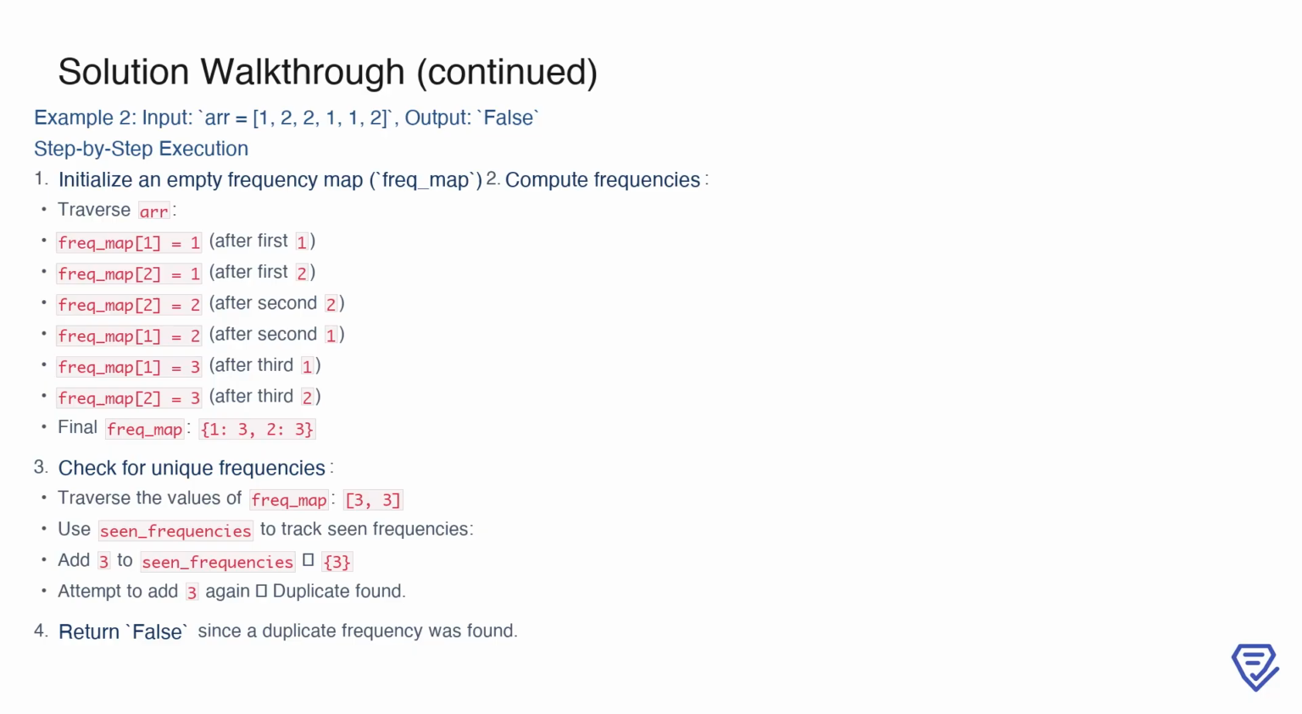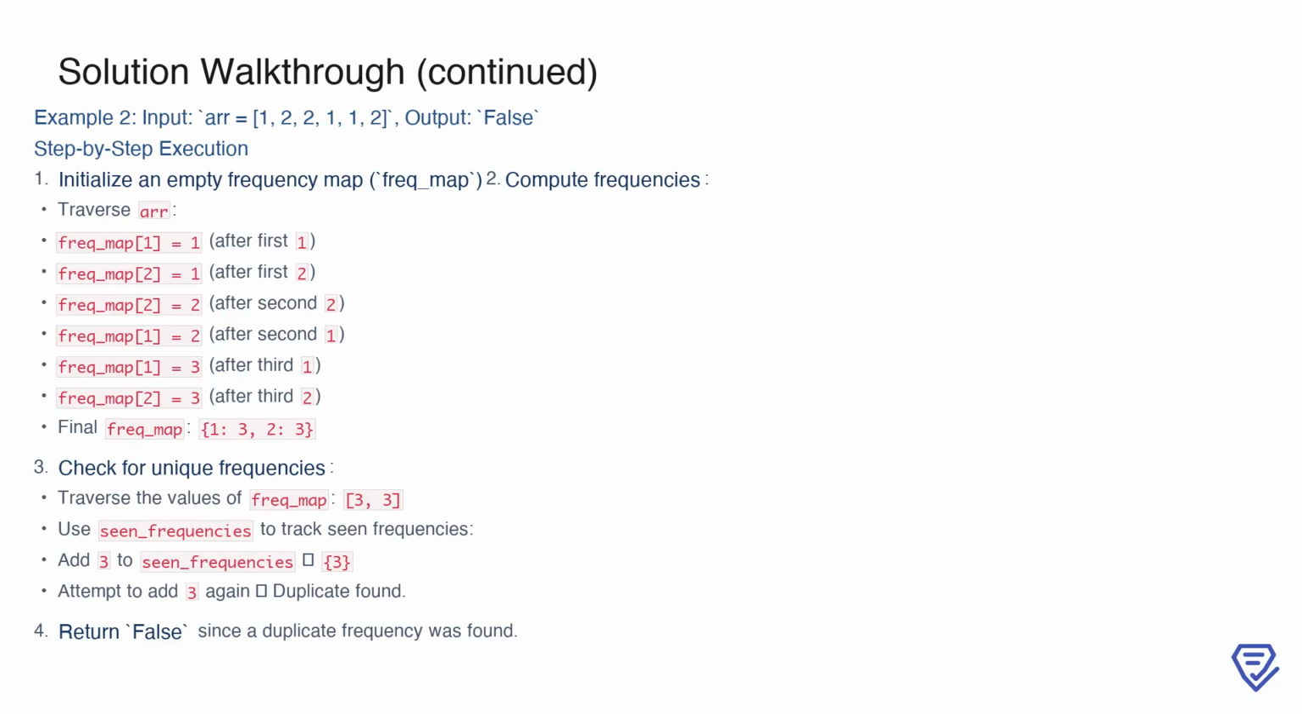Let's consider another example to see how this process handles a case where the frequencies are not unique. Suppose the input array is 1, 2, 2, 1, 1, 2, and our goal is once again to determine if the frequencies of the numbers are unique. We start by initializing our frequency_map and traversing the array to compute the frequencies. As we process each element, we update the map like this: frequency_map[1] equals 1, frequency_map[2] equals 1, and so on. By the end, our frequency map looks like 1: 3, 2: 3. This shows that both 1 and 2 appear 3 times each.